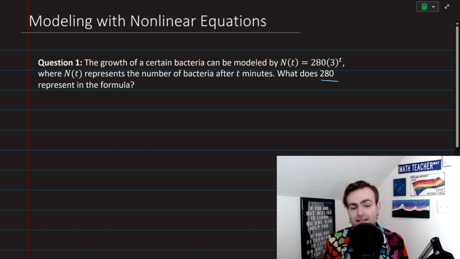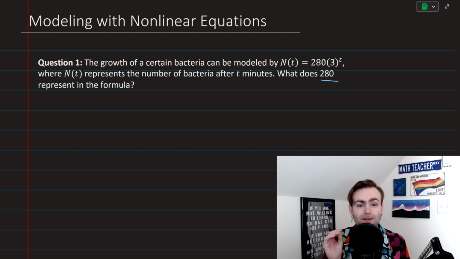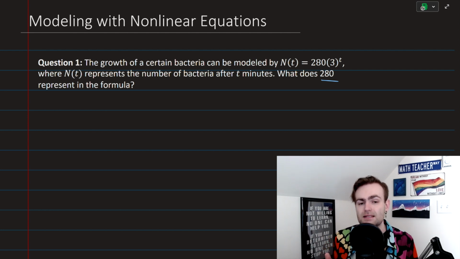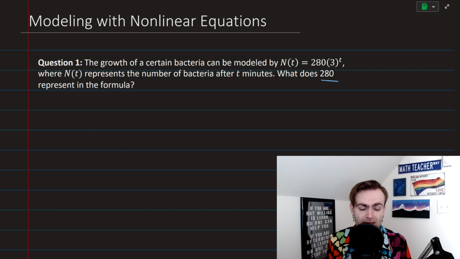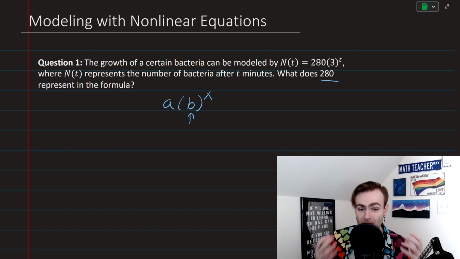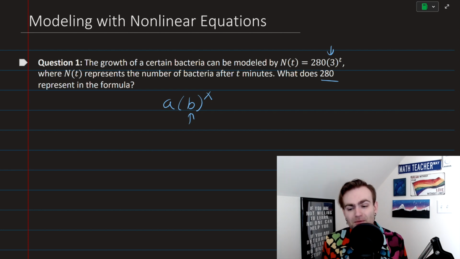A lot of standardized tests sometimes will throw at you, like, what does this part of this formula mean in context, instead of asking you to do anything specifically with it. We've kind of talked about this style of equation before. This is an exponential, a times b to the x. So the b, if you recall, is the growth factor. It is the number you're multiplying by each time. In this case, that's not what we're talking about, but it would be that 3 represents the bacteria is tripling every minute, which is very scary to think about.